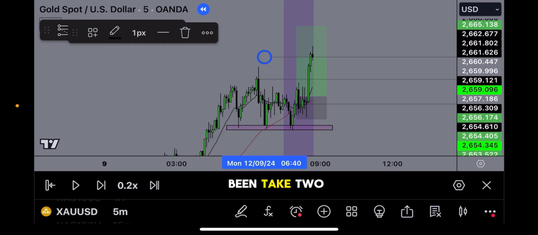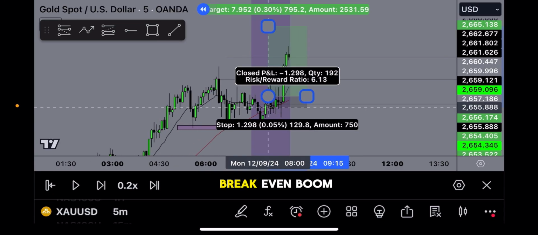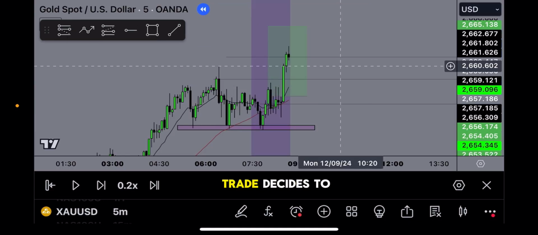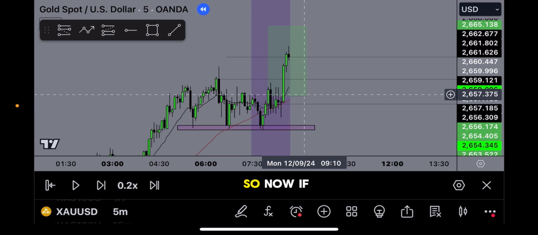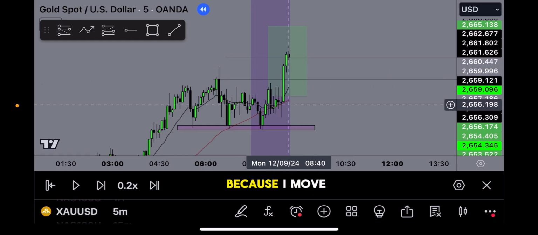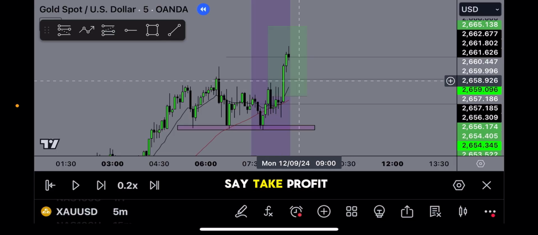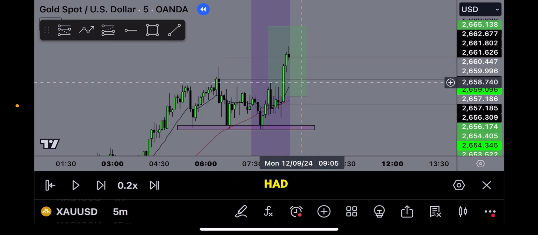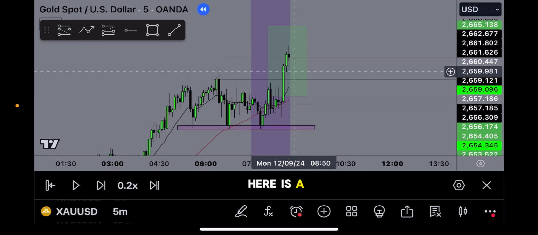This would have been take 2, right? And I would have moved my stop loss to break even, boom. So now if the trade decides to come back down, my risk is protected. So now if the trade comes back down, it's a risk-free trade. I'm not gonna lose any money because I moved my risk to break even, right? Or I can move my risk to, let's say, take profit 1. So if the trade does decide to come down and reach my take profit 1, it will automatically take me out and secure the money that I had at that level or at that price, right? So right here is a risk-free trade.